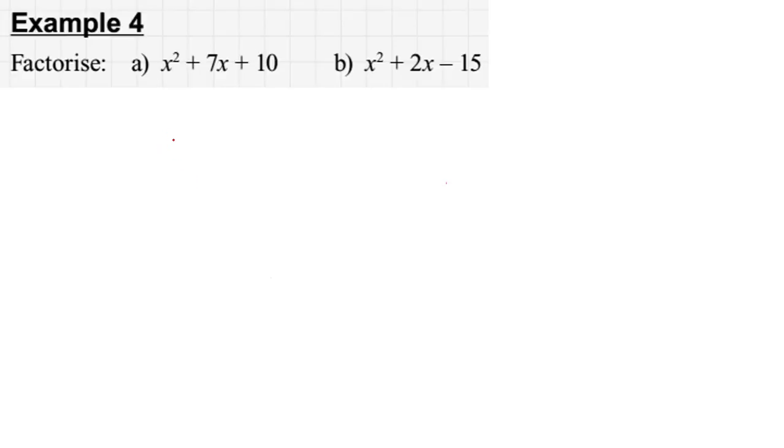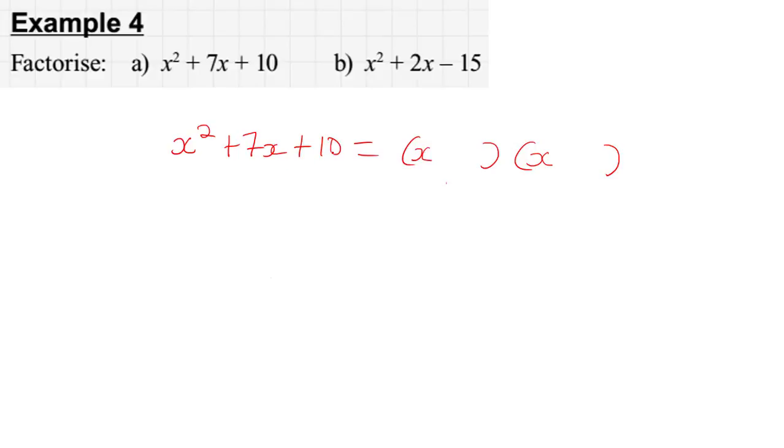So the first thing I need to do quickly is copy the equation: x squared plus 7x plus 10. Now, one thing that I know is that I will need to have two brackets. Two brackets will always come from quadratic expressions. So if you have x squared somewhere, then when you factorize this, you'll always end up with two brackets. So I know that this x squared will have come from x times x. So x in this first one and x in this first one.